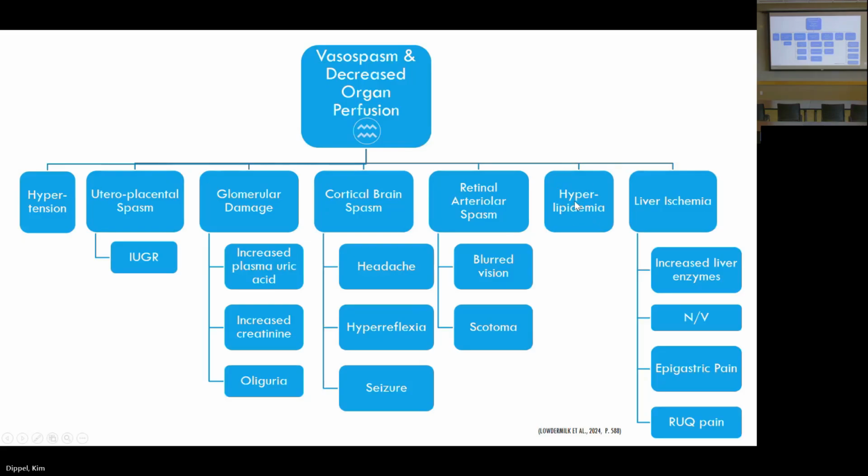Hyperlipidemia: this actually has to do with the increase in insulin resistance of normal pregnancy, which is heightened in preeclampsia because the liver is not functioning as it should. So the lipids are going to be even more increased.